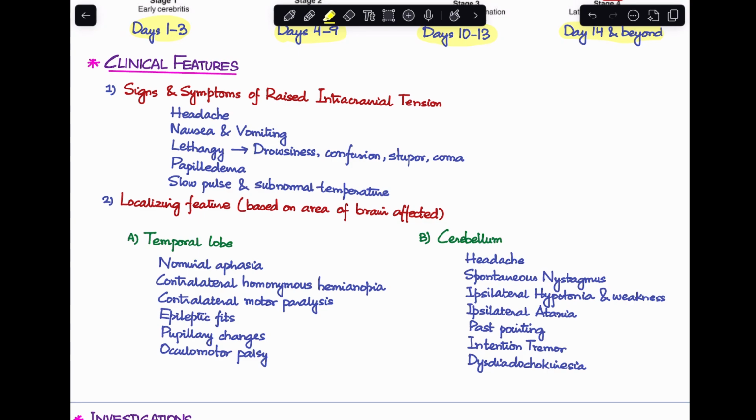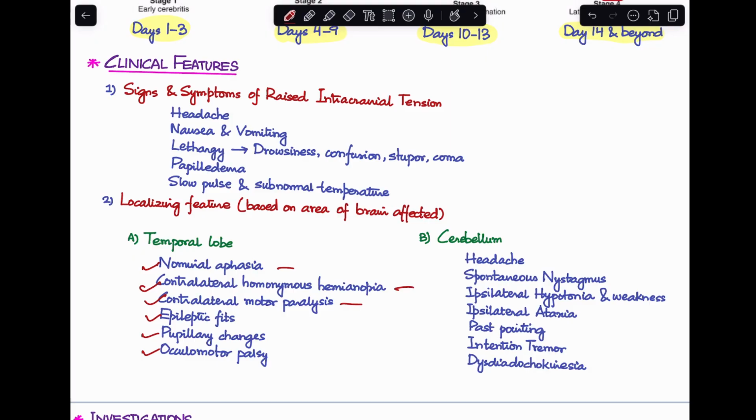Coming to the more important part, which is the localizing feature. If the temporal lobe is affected, in that case, the patient can have nominal aphasia, contralateral homonymous hemianopia, contralateral motor paralysis, epileptic fits, pupillary changes, and oculomotor palsy. I'll explain each one of these in the separate video that I have made on this topic.